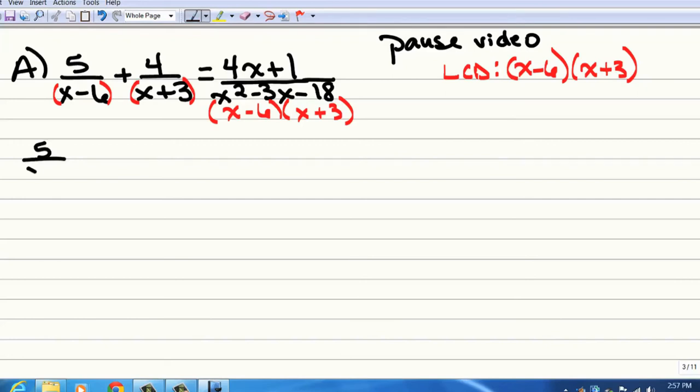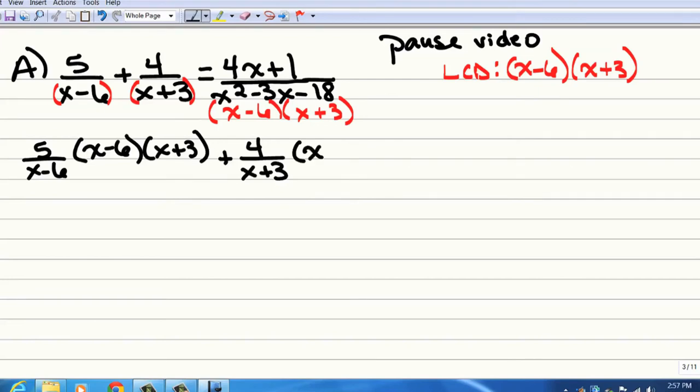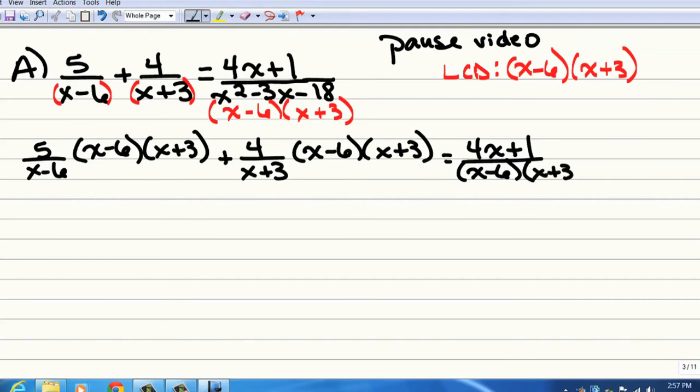So we have 5 over x minus 6 times x minus 6, x plus 3, plus 4 over x plus 3 times x minus 6, x plus 3, equaling 4x plus 1 over, and I'll go ahead and do the factored form so we can reduce a little easier, times x minus 6, x plus 3. So remember, everybody got the LCD, equal opportunity mathematician. And then we divide out anything that they have in common.